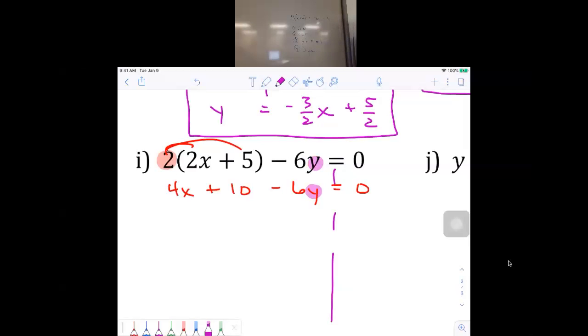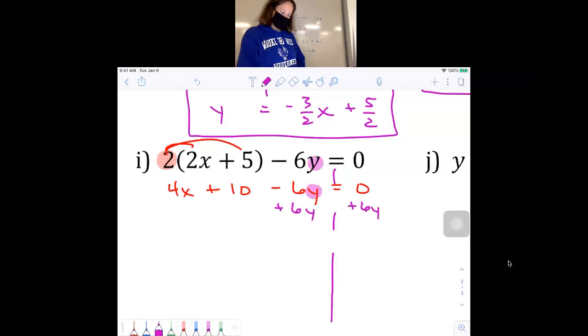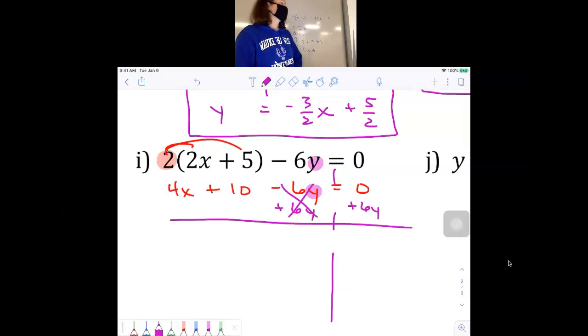I could absolutely move these 2 to the other side, but you know what would be easier? Just move the -6 over. Because it doesn't matter what side it's on, it just has to be by itself. So if I just go ahead and add 6y to both sides, they disappear on the left, and that's all I have on the right.